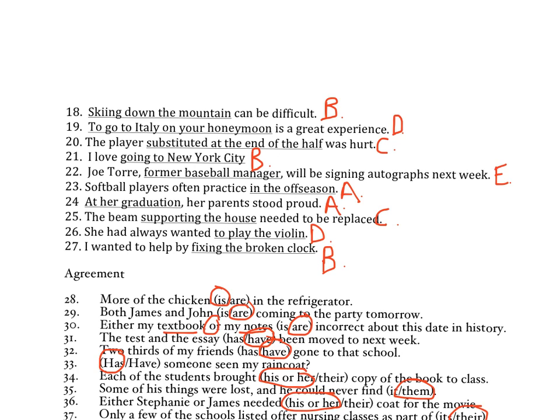Joe Torre, former baseball manager, will be signing autographs next week. This is an appositive. Appositives and appositive phrases are nouns or based around nouns that sit next to some other noun and tell you more about it. So former baseball manager gives you more information about Joe Torre. And frequently appositive phrases are set off by commas just because they are, I guess you could consider, non-restrictive information in the sentence.